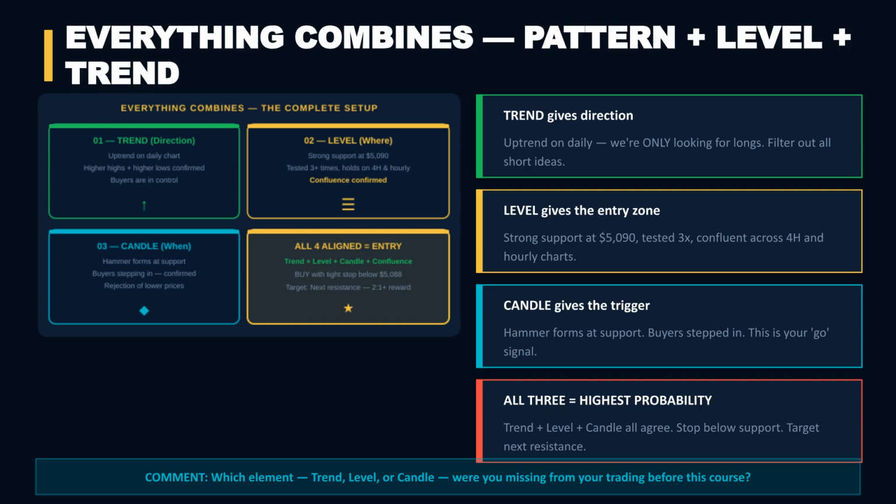Alright, let me tie everything together. This is where trading becomes beautiful, because it all connects. You understand candlestick patterns. You understand support and resistance. You understand trends. Now combine them. In my trading room, this is exactly how we find entries every single day. We're not looking for one signal. We're looking for multiple signals confirming each other. When they align, when the trend, the level, the candle, and the confluence all agree, that's when we trade. That's when we have an edge.